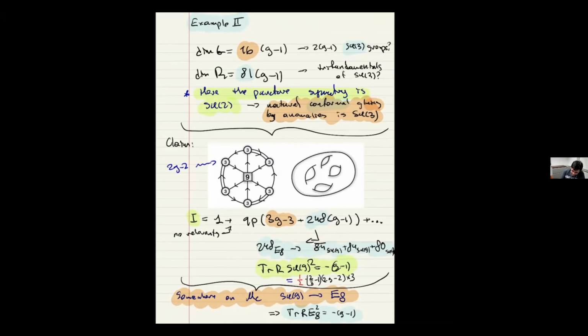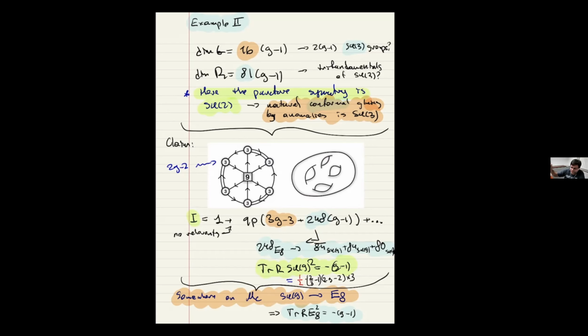Okay. And another thing that you can do, you can easily compute the trace R times SU9 squared anomaly of this symmetry. And you find that this anomaly is equal to minus G minus 1. And remember, I mentioned that trace R E8 squared should be minus G minus 1. And the embedding index of SU9 inside E8 is 1. So it has to be the same number. And we find that the 't Hooft anomaly also matches. So the claim is that this theory corresponds to this compactification, and in particular, somewhere on its conformal manifold has a locus where we have an E8 symmetry.